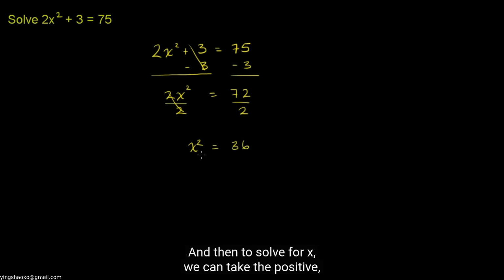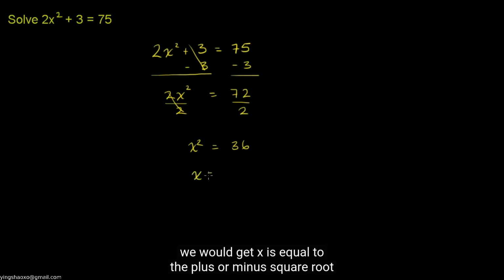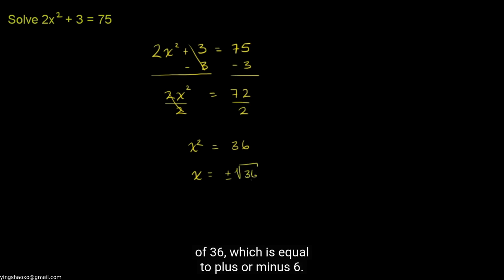And then to solve for x, we can take the plus or minus square root of both sides. If we take the square root of both sides, we would get x is equal to the plus or minus square root of 36, which is equal to plus or minus 6. Let me just write that on another line. So x is equal to plus or minus 6.